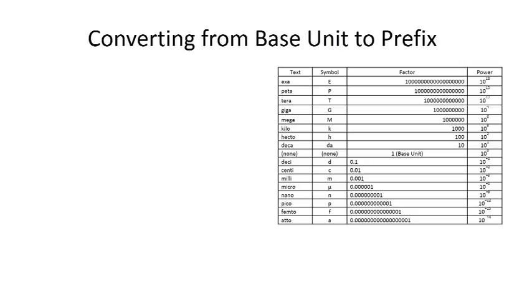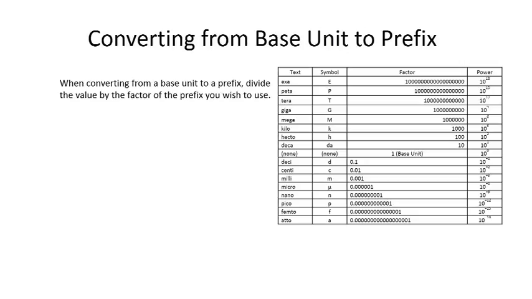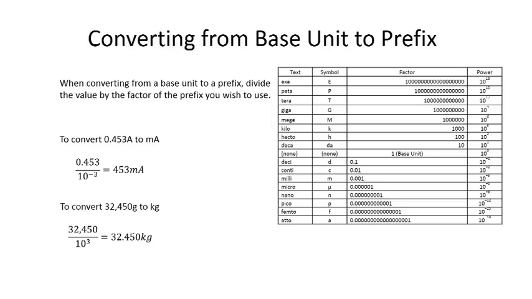To convert from a base unit to a prefix, we take the base unit and divide it by the factor of the prefix that we want. For example, to convert 0.453 amps to milliamps, we take 0.453, divide it by 10 to the negative third, which is the factor for milliamps, and we come up with 453 milliamps.